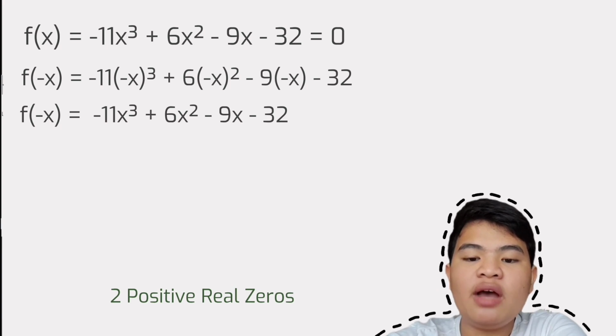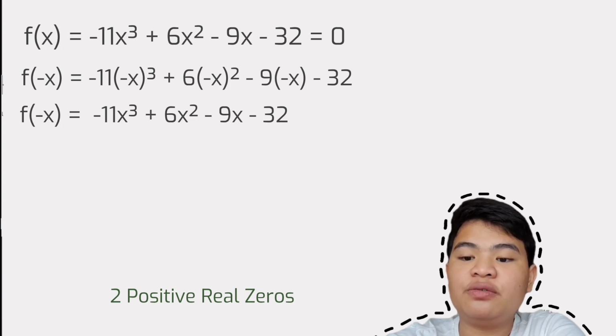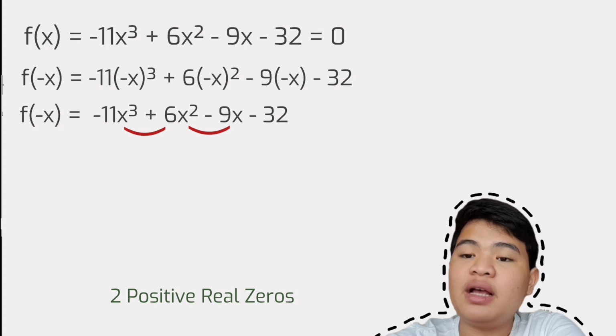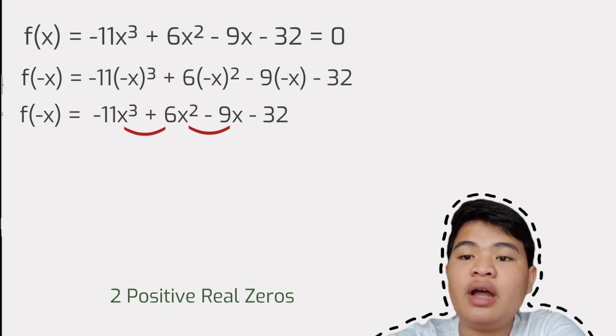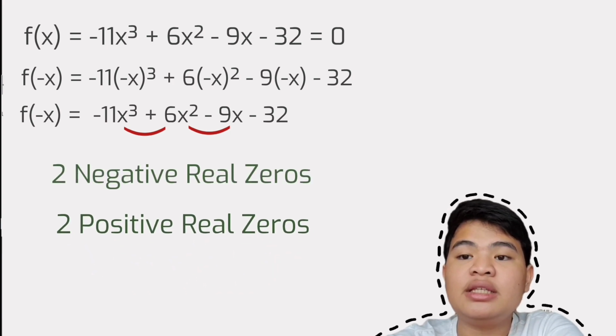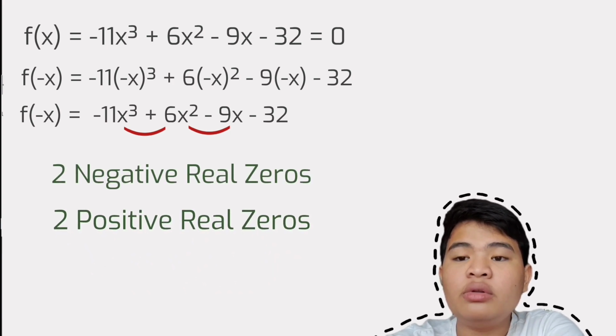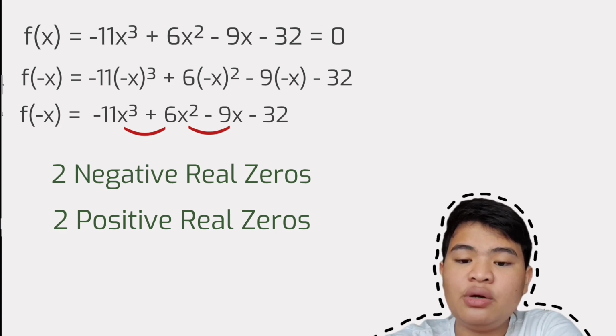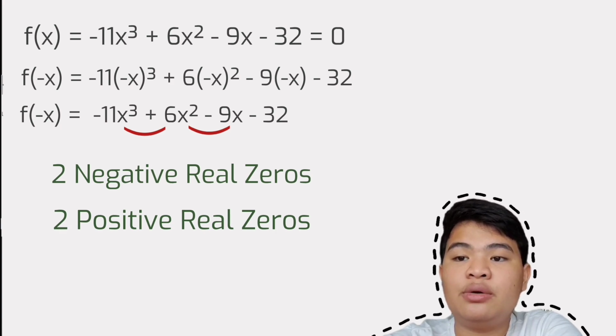Here we can see we have two changes of sign, from negative to positive to negative. Hence, our number of negative zeros is 2. In total, we have 2 positive zeros and 2 negative zeros.